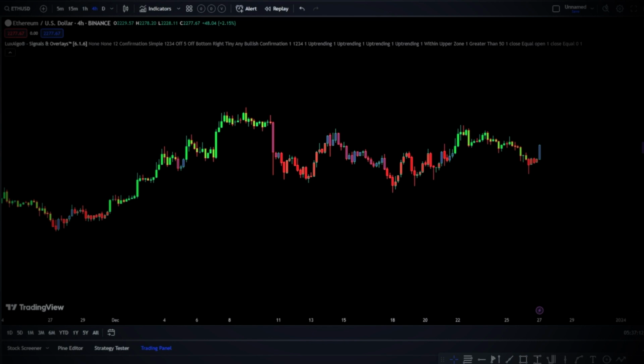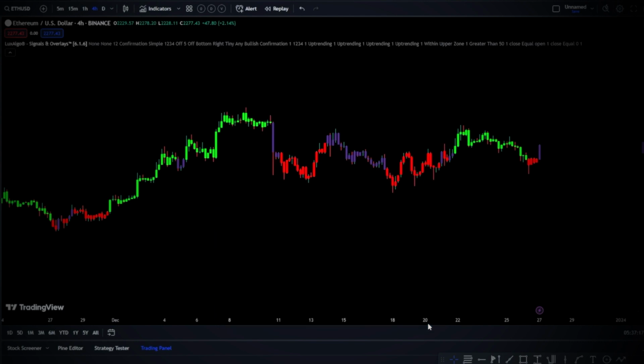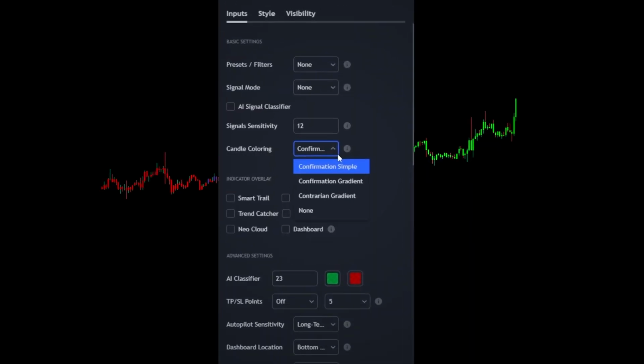In order to use candle coloring properly, and to get the best results, make sure you disable the borders within your chart settings. My favorite is the confirmation simple. This mode uses 3 colors.